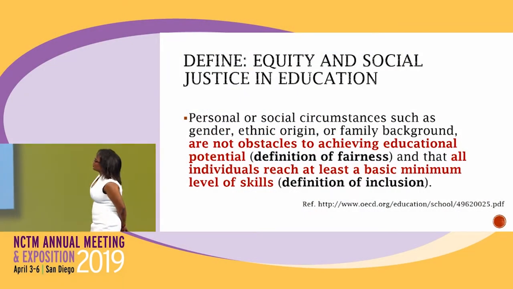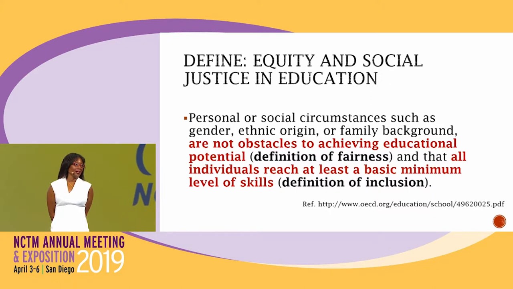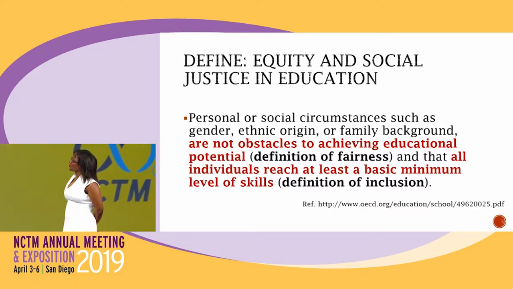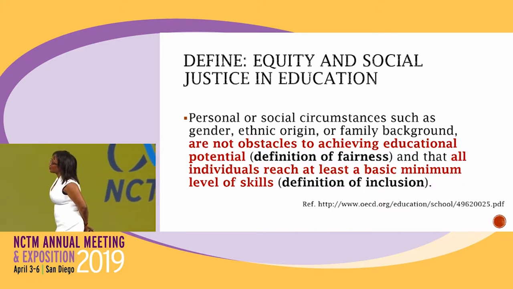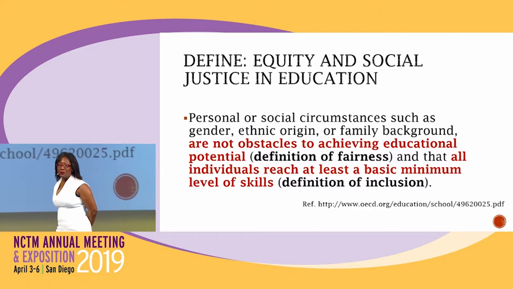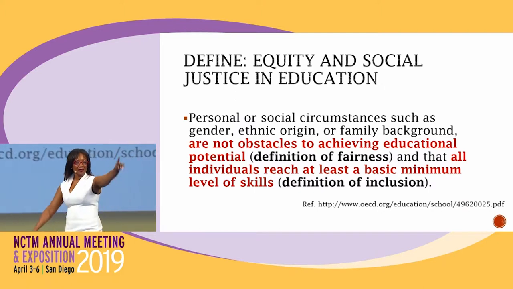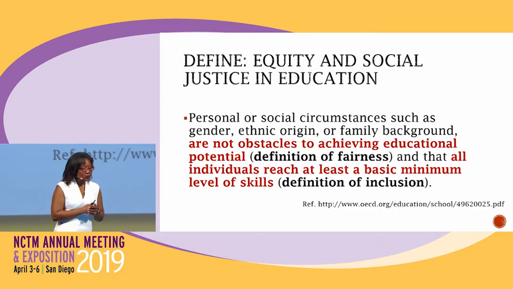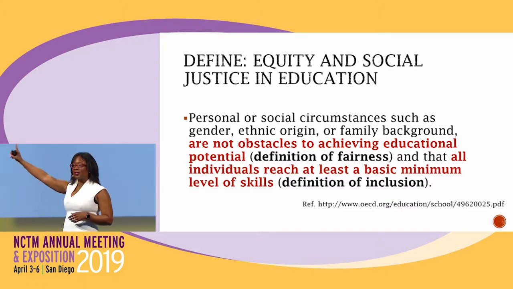When I think about equity and social justice, I first want to define it, right? Any good mathematician is going to give you a definition. Personal or social circumstances, such as gender, ethnic origin, or family background, are not obstacles to achieving educational potential. So that's going to be our definition of fairness. And that all individuals reach at least a basic minimum level of skill. So that's our definition of inclusion.